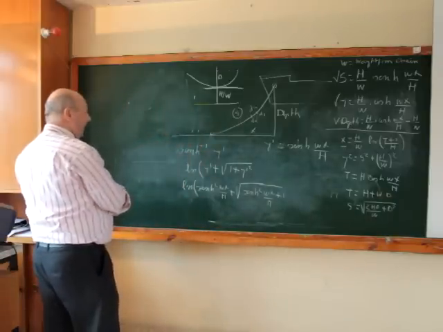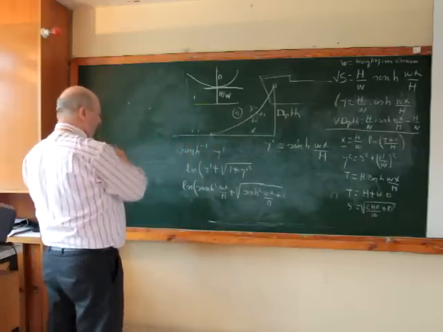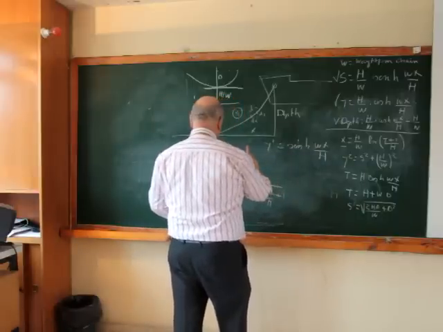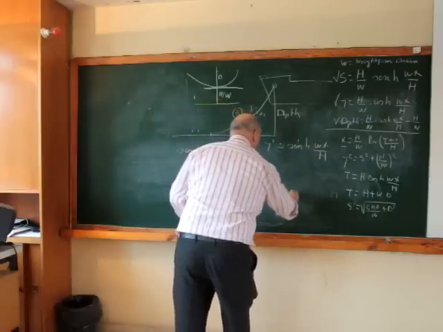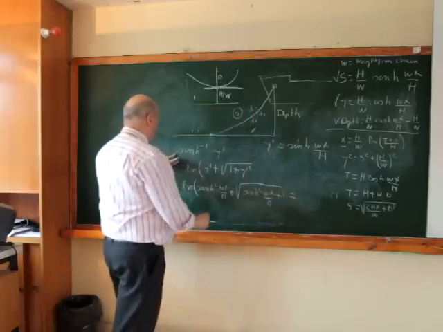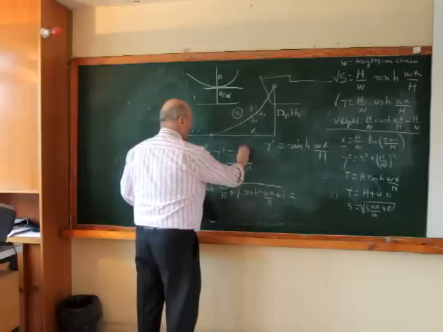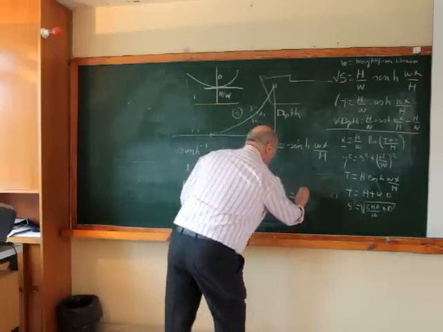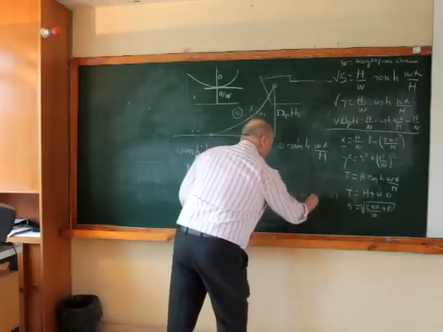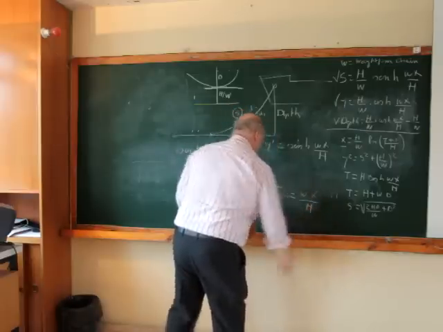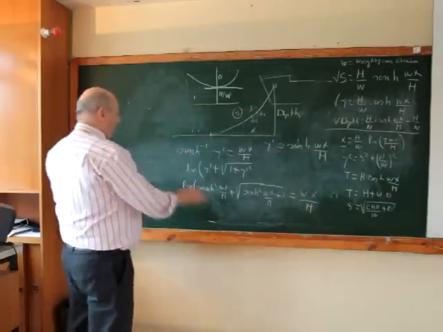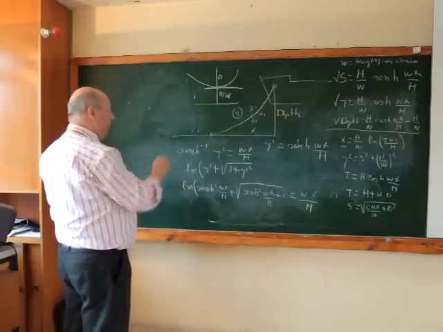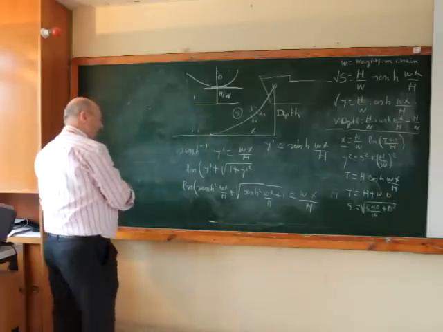Well, and now, all this, you remember, was equal to wx divided by h. Well, and now we are going to do some substitutions here and see if we can find out the value of x.